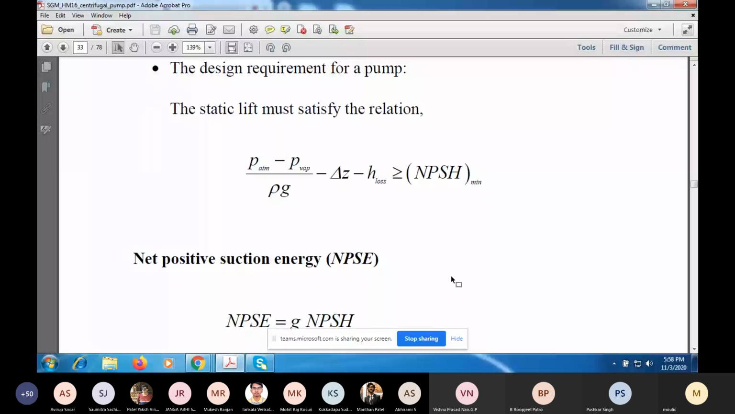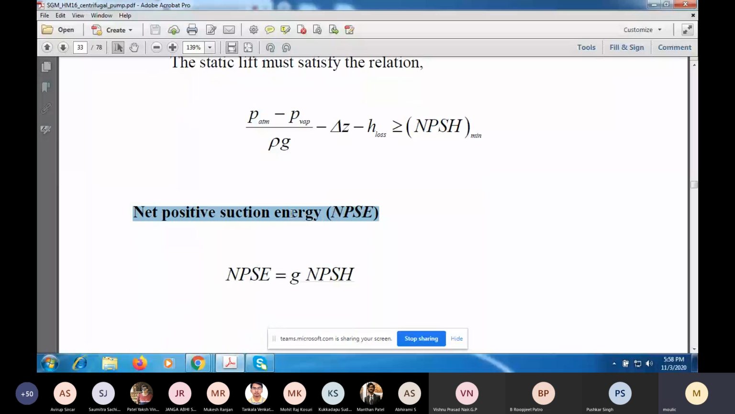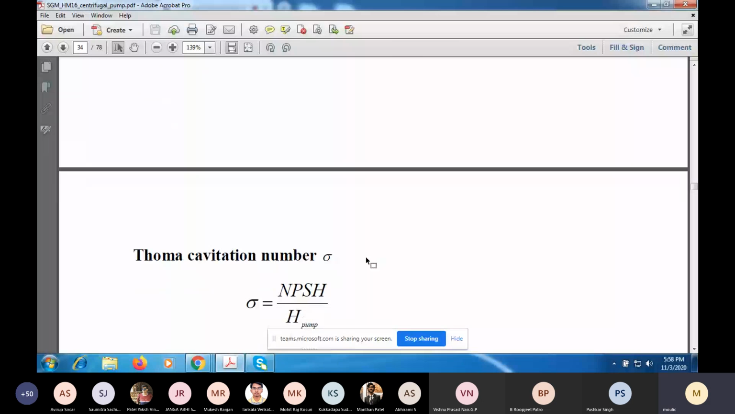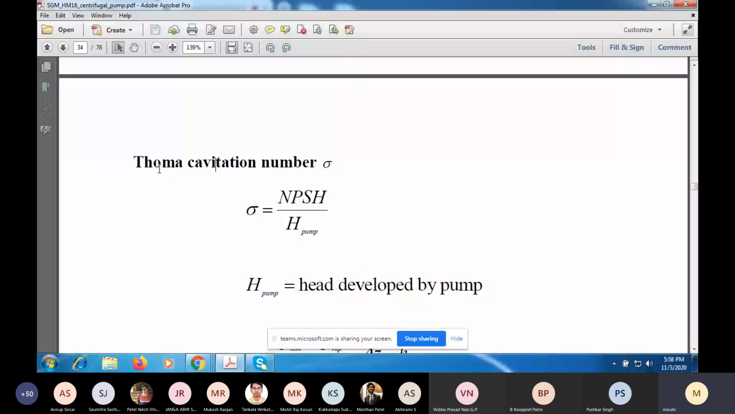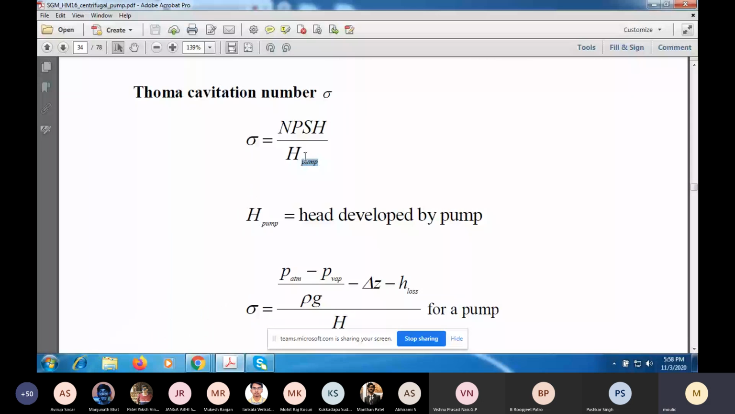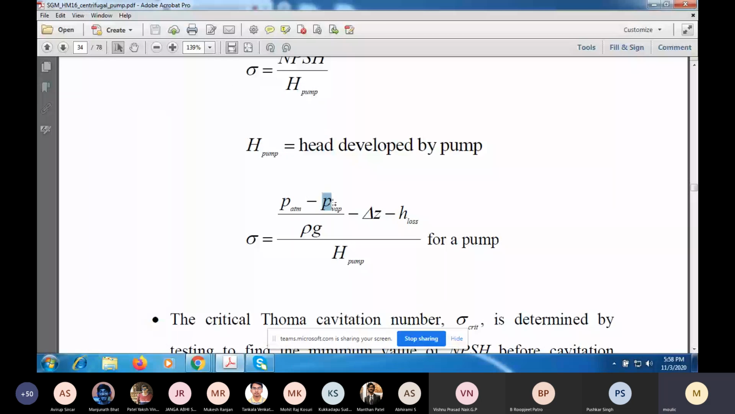And sometimes people define a net positive suction energy, which is simply g times NPSH. But more importantly, there is a parameter referred to as the Thoma cavitation parameter, named after Thoma. Most authors use the symbol sigma to denote this quantity. It is the NPSH divided by the head developed by the pump. Okay. Now NPSH we have shown for this application to be the difference between the atmospheric pressure and the vapor pressure in units of meters minus this delta Z minus the head loss.